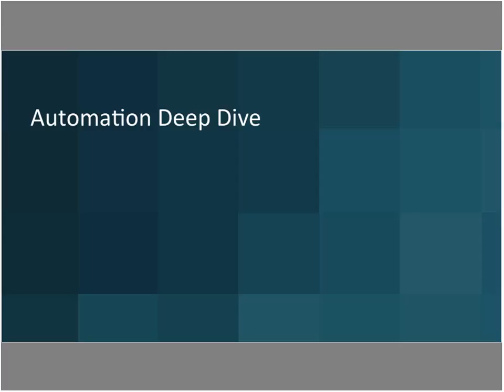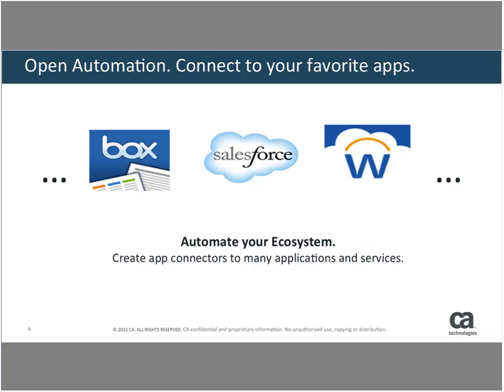So this is a continuation of the previous session for automation. In the previous session, we talked a lot about the connectors that we ship out of the box, like Amazon Web Services and VMware, and CA product integrations like Clarity PPM and CA Release Automation. These are all the connectors which we ship out of the box, and using which you can automate your processes and workflows.